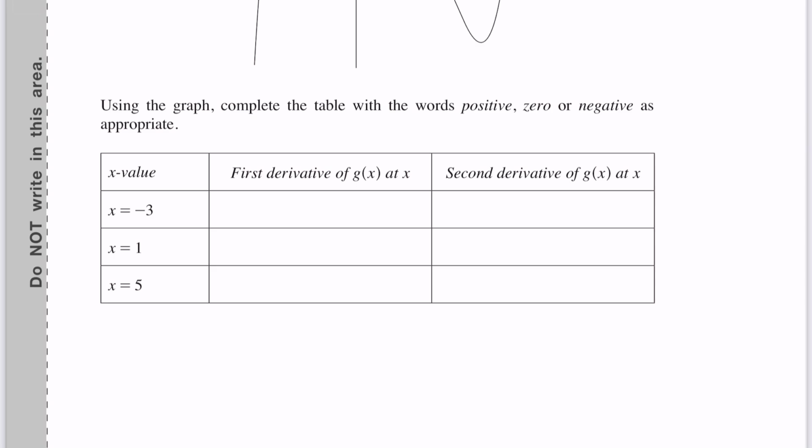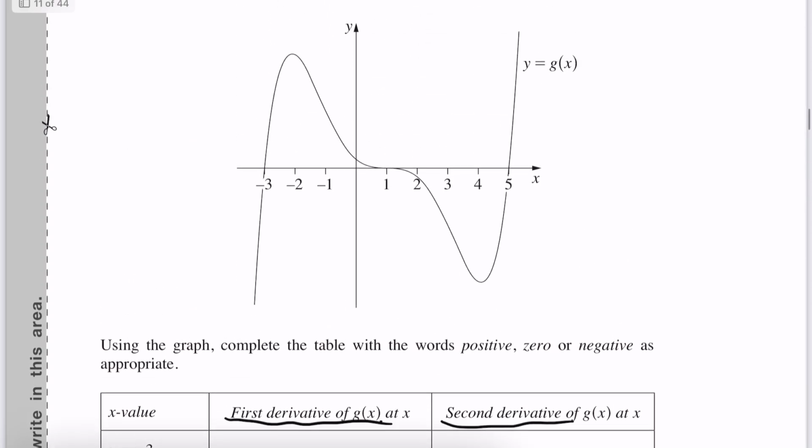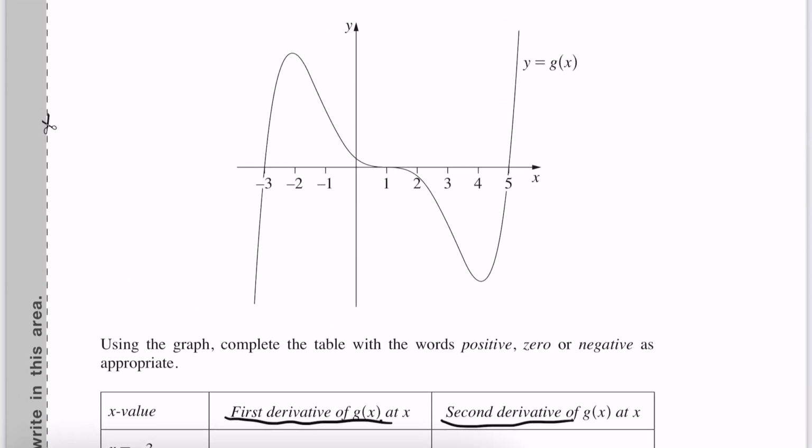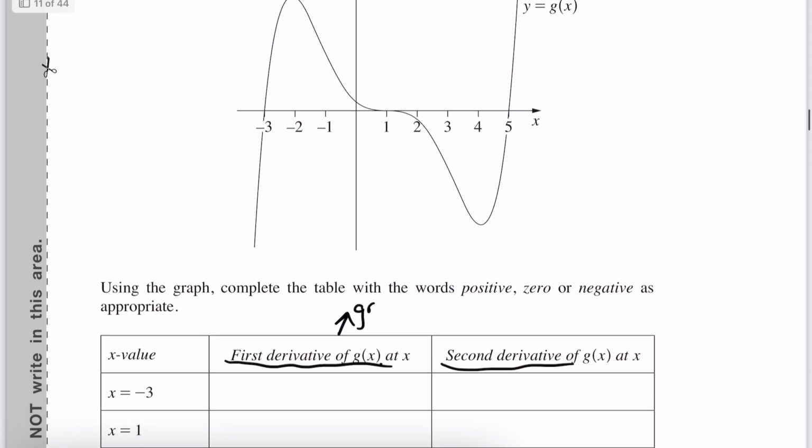So what they want us to calculate is the first derivative and the second derivative of g of x at each of these x points. What you need to note is that the first derivative means the gradient, and the second derivative refers to concavity.